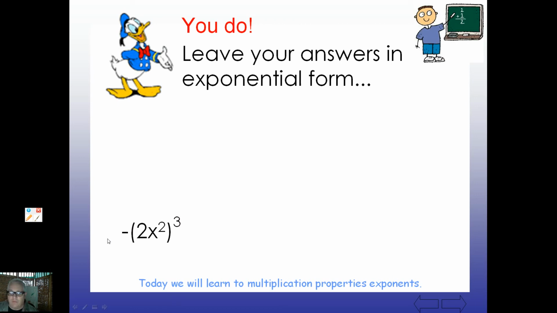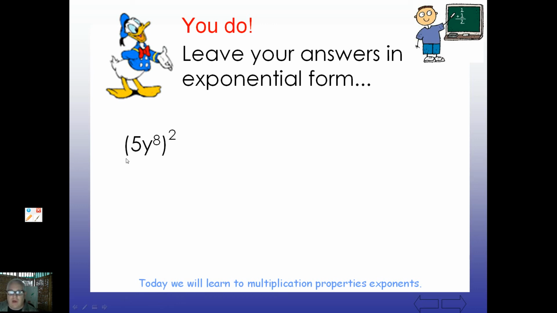How about this one? Looks like a negative sign on the outside, so we're going to ignore him for a second. Let's just work on the inside here. 2 to the 3rd, x to the 2nd, cubed. All this is cubed here. So here we go. How about negative 8x to the 6th? Where'd the negative come from? Well, it's this negative sign hiding out front.